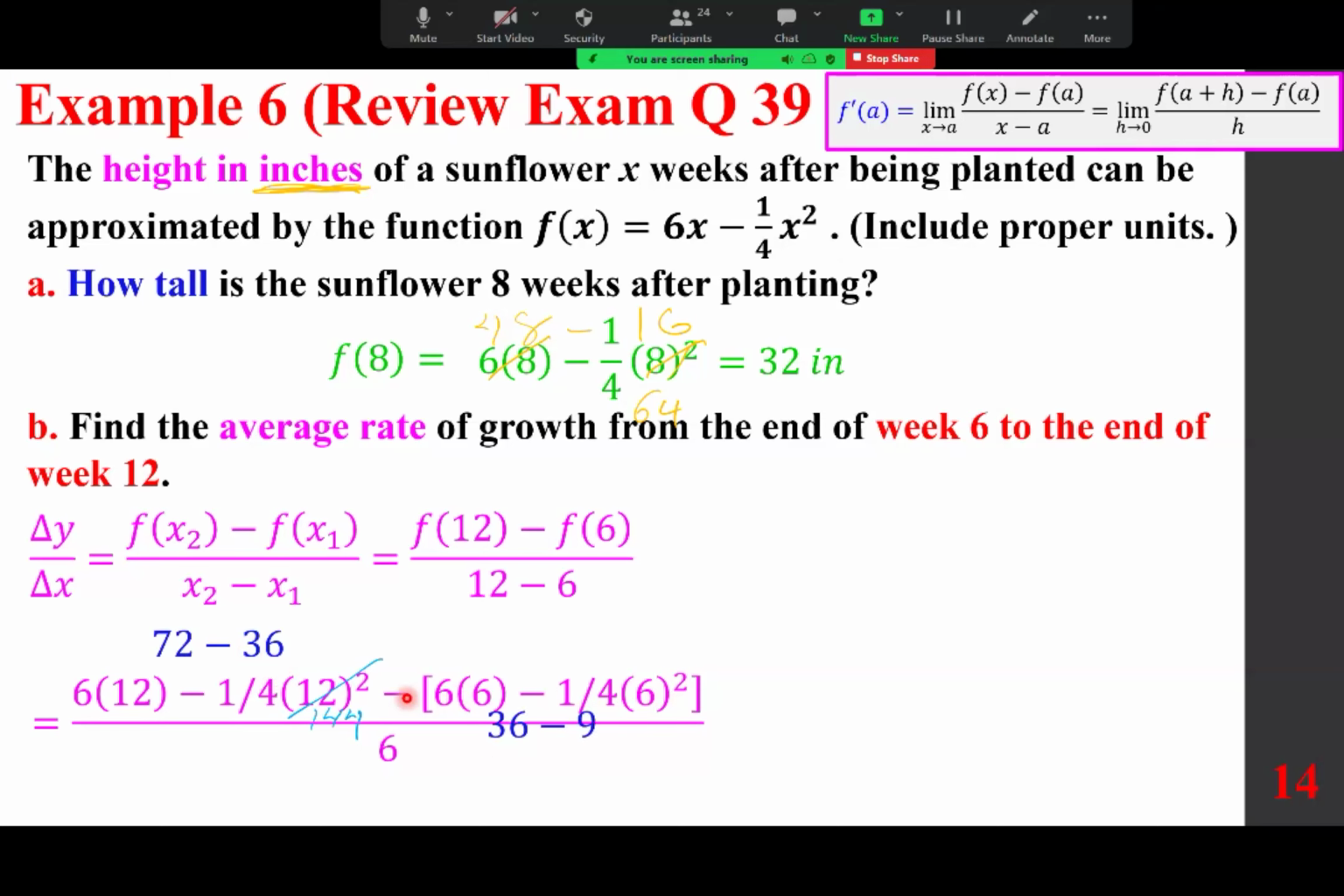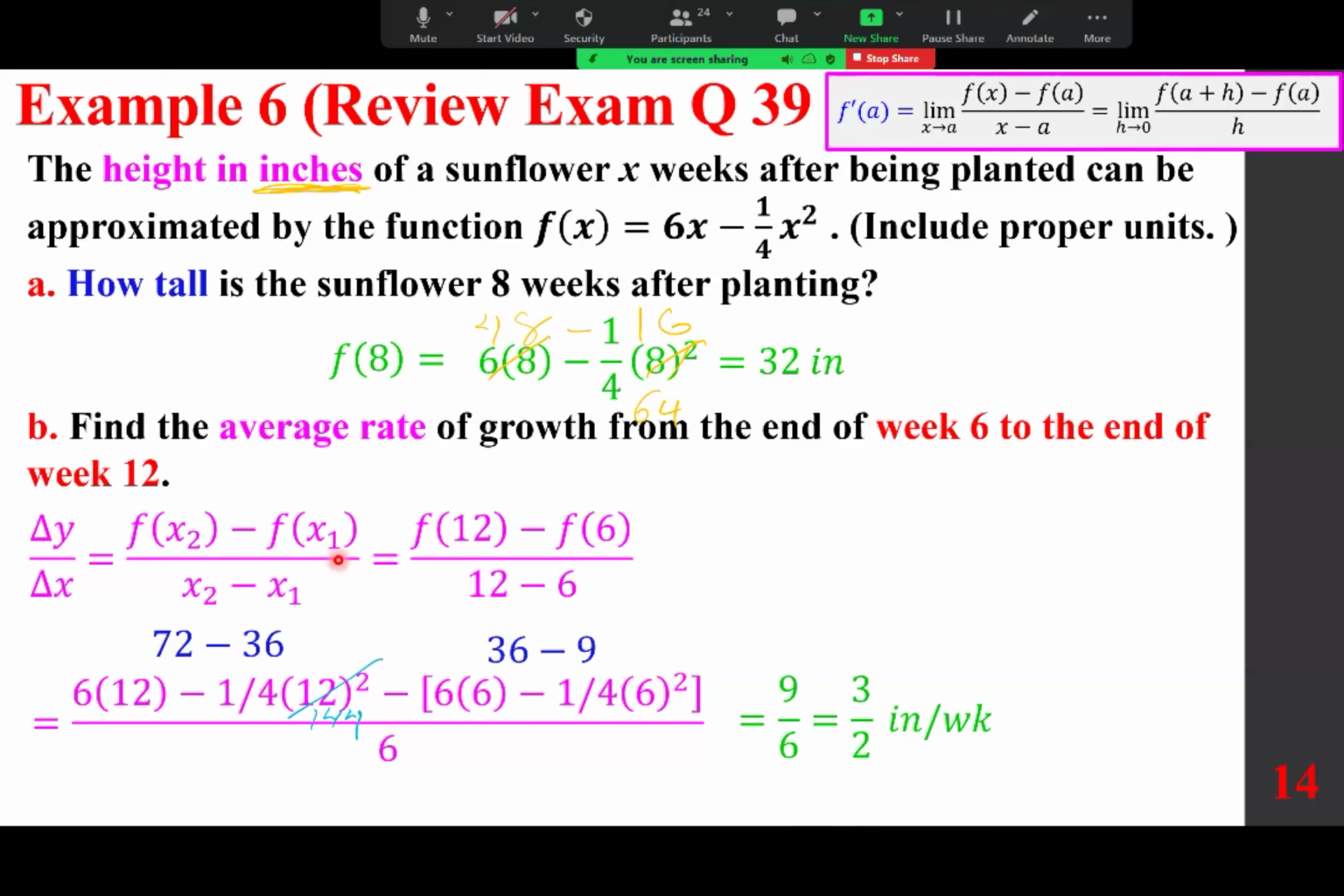Minus 36 minus 9. Actually, minus 36 and 36, they cancel each other. Minus minus 9 is plus 9. 9 over 6 is 3/2. And units of the numerator over the units of the denominator, inches per week.